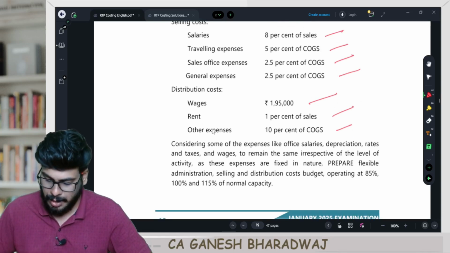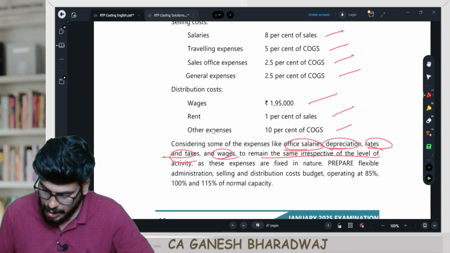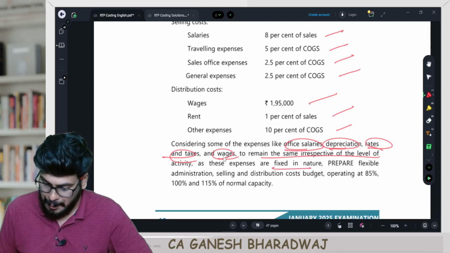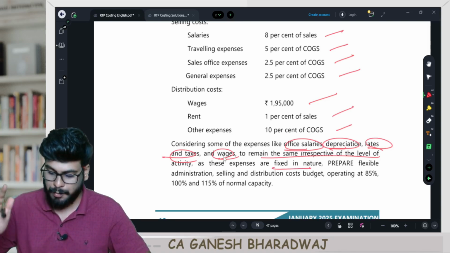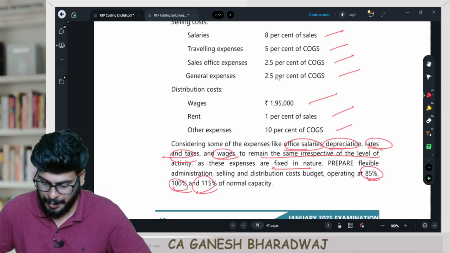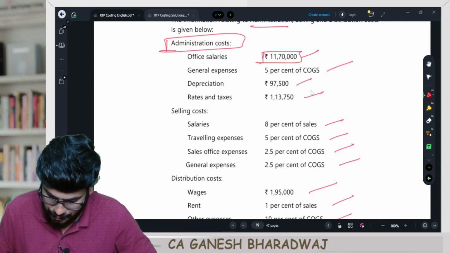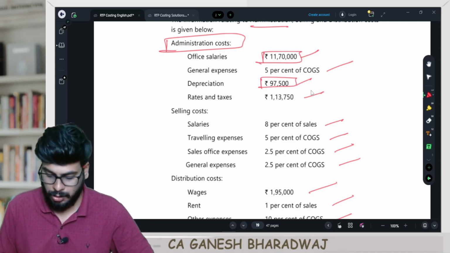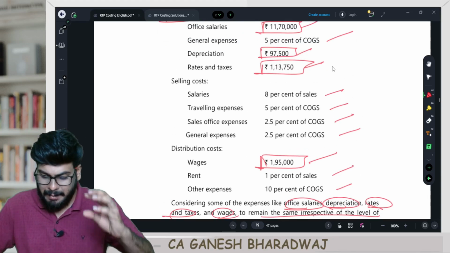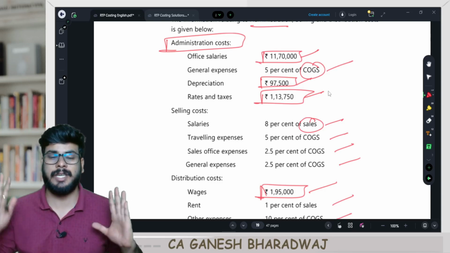Considering some of the expenses like office salaries, depreciation, rates and taxes, and wages to remain the same irrespective of the level of activity, as these expenses are fixed in nature, prepare a flexible admin and selling distribution cost budget, operating at 85, 100 and 115% capacity. So basically, the office salary, depreciation, rates and taxes, and wages are fixed costs. The remaining components of costs are either a percentage of COGS or a percentage of sales. Are you clear with this?